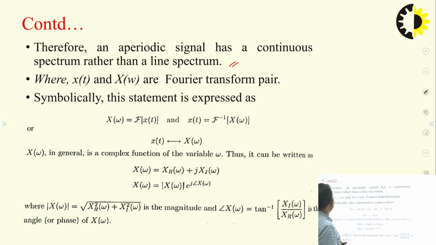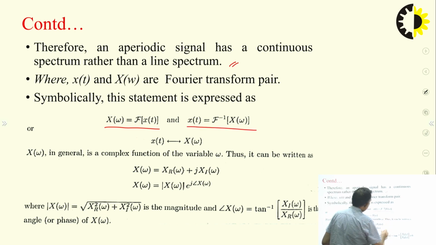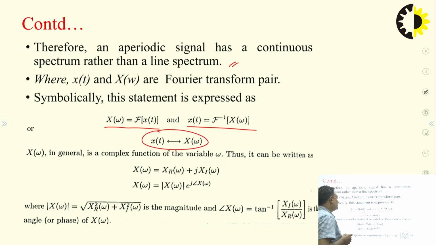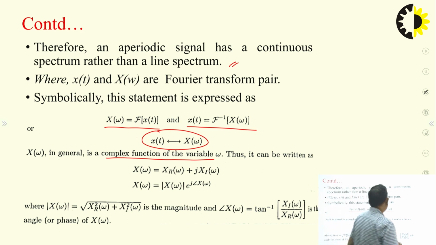Fourier series representation, where x(t) and X(ω) are a Fourier transform pair, and this can be represented like this: X(ω) is the Fourier transform of x(t), or you can also write x(t) equals the inverse Fourier transform of X(ω), and this is the Fourier transform pair x(t) and X(ω). Now we will see this X(ω) is a continuous, complex function of the variable omega. So for analysis of a complex function, we will use magnitude and phase.